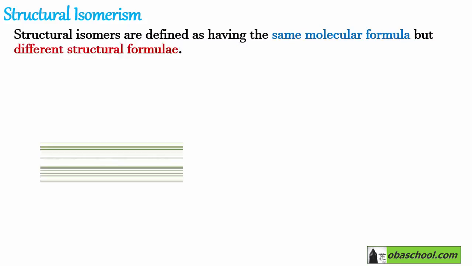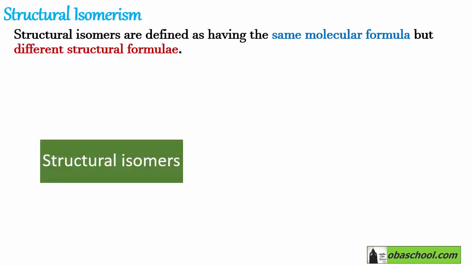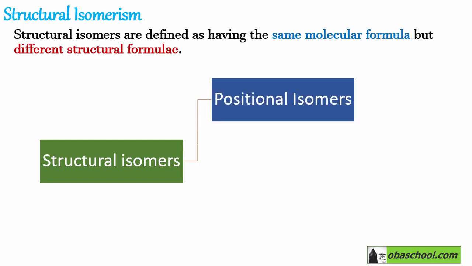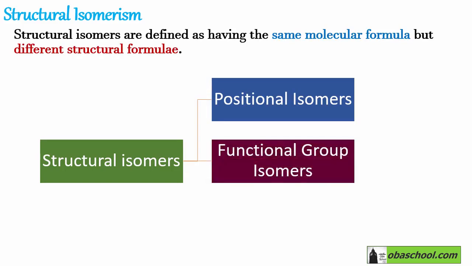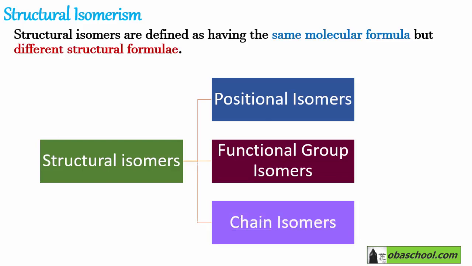And there are three subdivisions of structural isomers, which are positional isomers, functional group isomers, and chain isomers. In the next tutorial, we will talk about the differences between these three subdivisions.